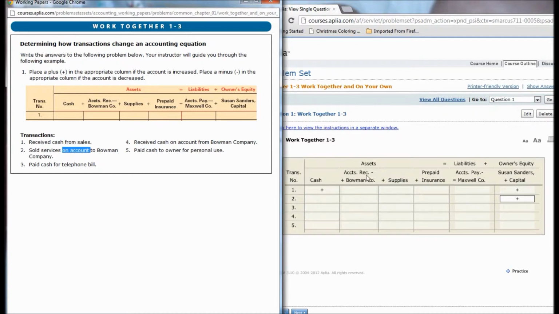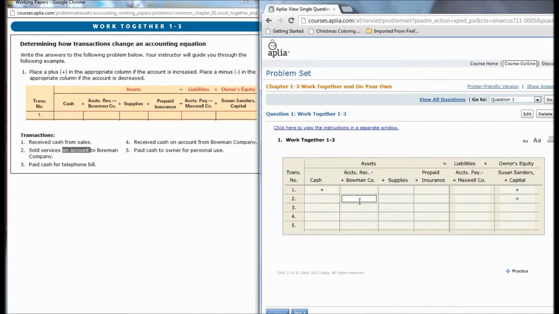So technically, because I did something for that person and they haven't paid me, they owe me. So that's where we put into our accounts receivable account for Bowman Company. Eventually I have to receive money from them. So because they owe me, their account is going to go up. And again, to make sure assets equals liabilities plus owner's equity, I have a plus on this side and a plus on that side. All right, so that is question number 2.